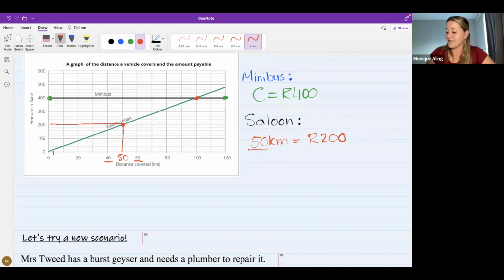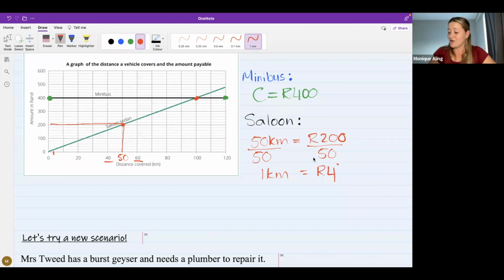So I know what 50 is, so I divide by 50, because anything divided by itself gives you 1. And what I do to the one variable, I must do to the other. So I divide by 50, which will give me 4 Rand. So for every 1 kilometer traveled, you're going to be paying 4 Rand.